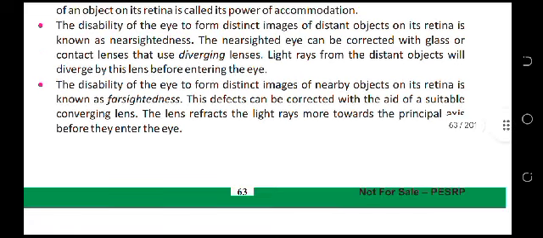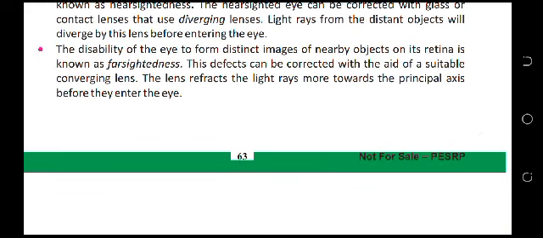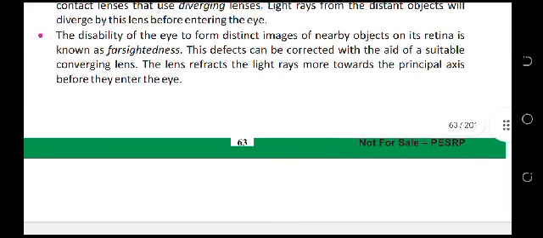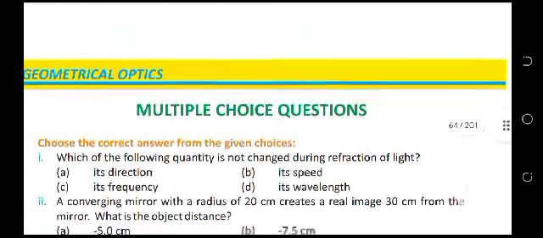The disability of the eye to form distinct images of nearby objects on its retina is known as farsightedness. This defect can be corrected with the aid of a suitable converging lens. It refracts the light rays more towards the principal axis before they enter the eye.